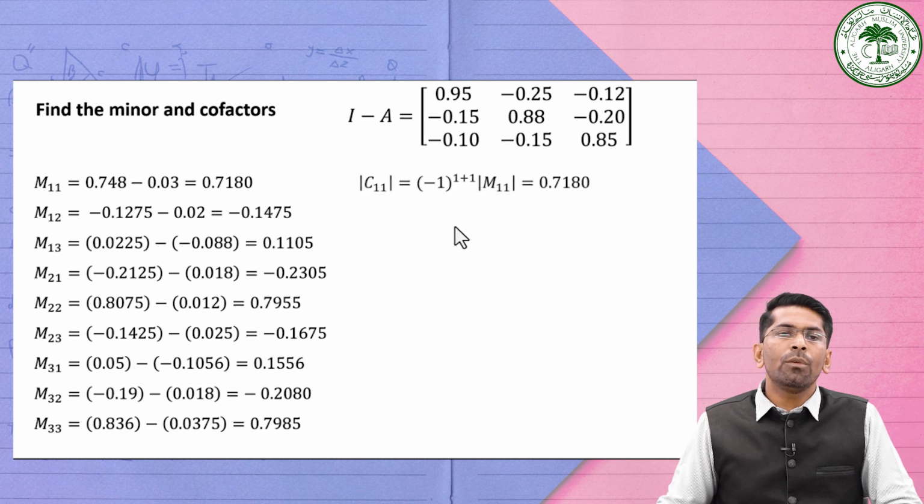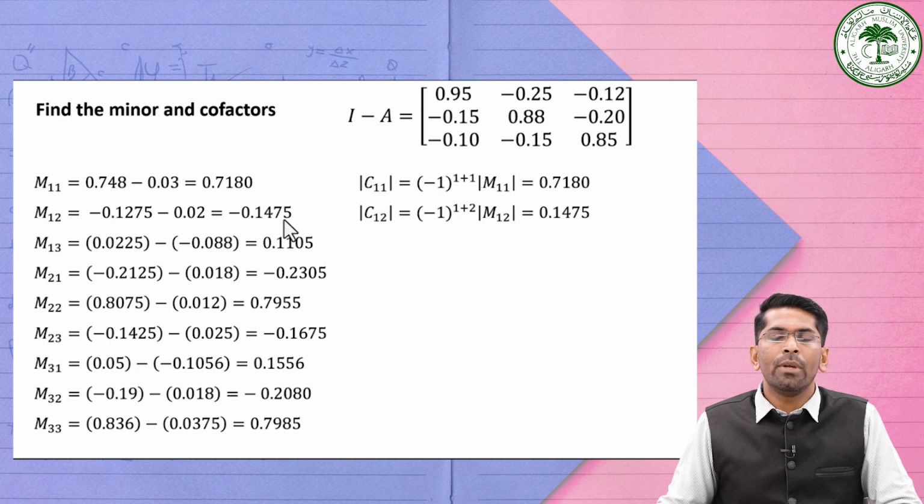For the first minor, we will have the first cofactor, which is equal to minus 1 raised to the power 1 plus 1 into the first minor, that is 0.7180. So it is minus 1 squared, which is equal to 1, into 0.7180, which is equal to plus 0.7180. The second cofactor is minus 1 raised to the power 1 plus 2, that is minus 1 cubed. So minus 1 into minus 0.1475, minus becomes plus, so it is 0.1475.